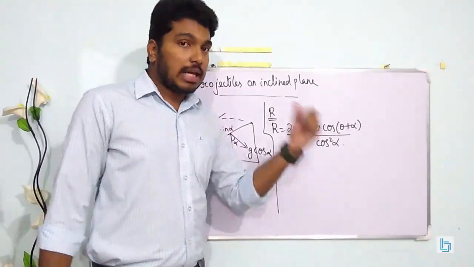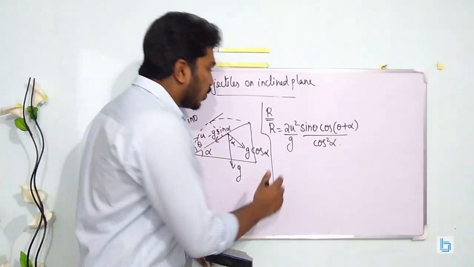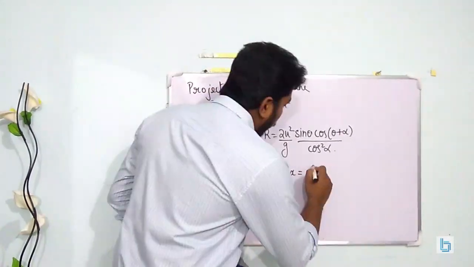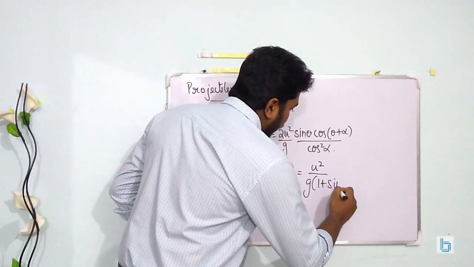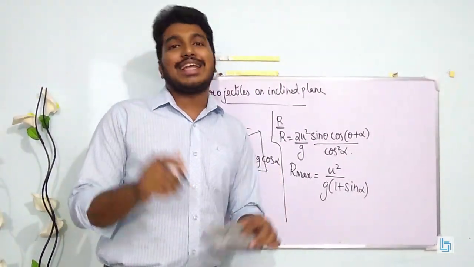റേഞ്ചിന്റെ ഇക്വേഷൻ. അപ്പോൾ ടൈം ഓഫ് ഫ്ലൈറ്റ് പറഞ്ഞു, h max പറഞ്ഞു, range പറഞ്ഞു. And here also we can talk about the condition for maximum range, r max, u square by g 1 plus sin alpha. What is it? u square by g 1 plus sin alpha.